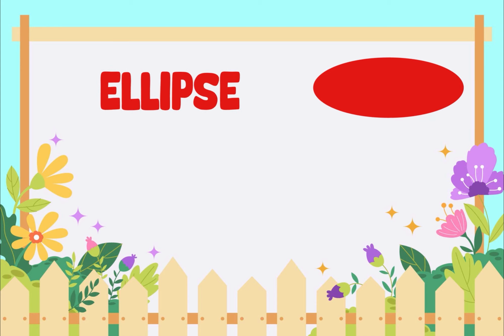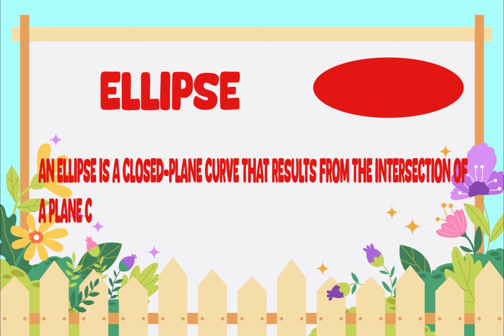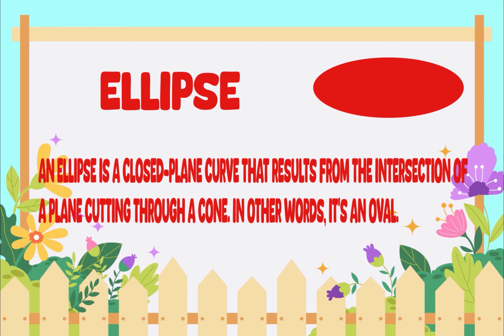It's an ellipse. An ellipse is a closed plane curve that results from the intersection of a plane cutting through a cone. In other words, it's an oval.